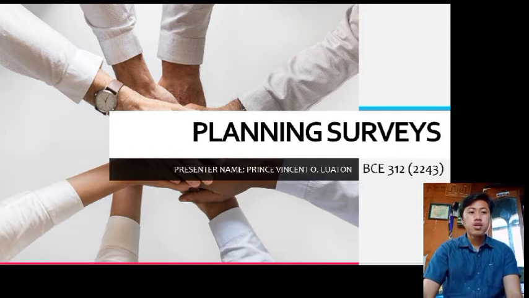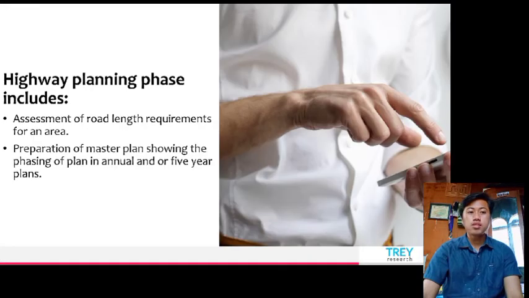The highway planning phase includes assessment of road length requirements for an area. It is necessary to first assess the area to study the data analysis in planning. Preparation of a master plan showing the phasing of the plan in annual or 5-year plans.